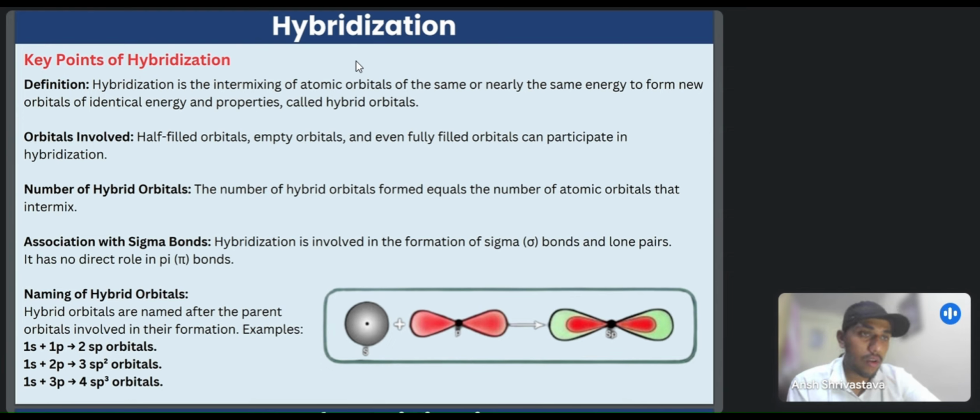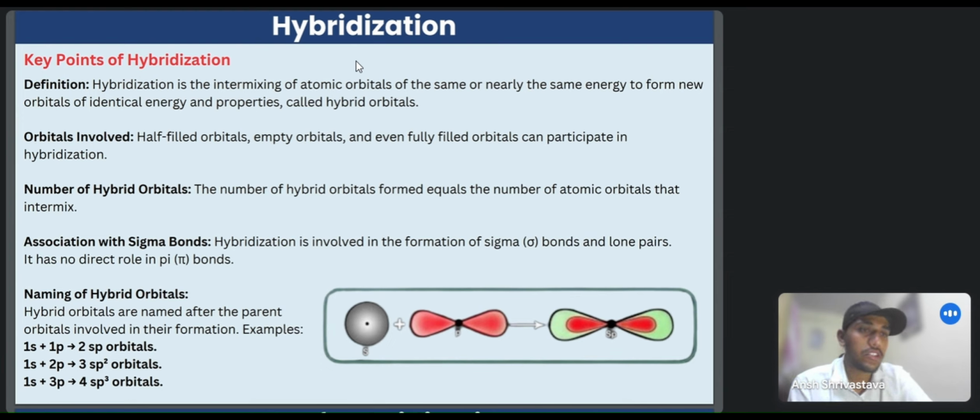The number of hybrid orbitals that are formed is directly related to the number of atomic orbitals that we are mixing. So to understand this, consider you have one s orbital mixing with two p orbitals, and three hybrid orbitals will be formed. So 1 plus 2 resulting in 3, which we saw in sp2 hybridization.